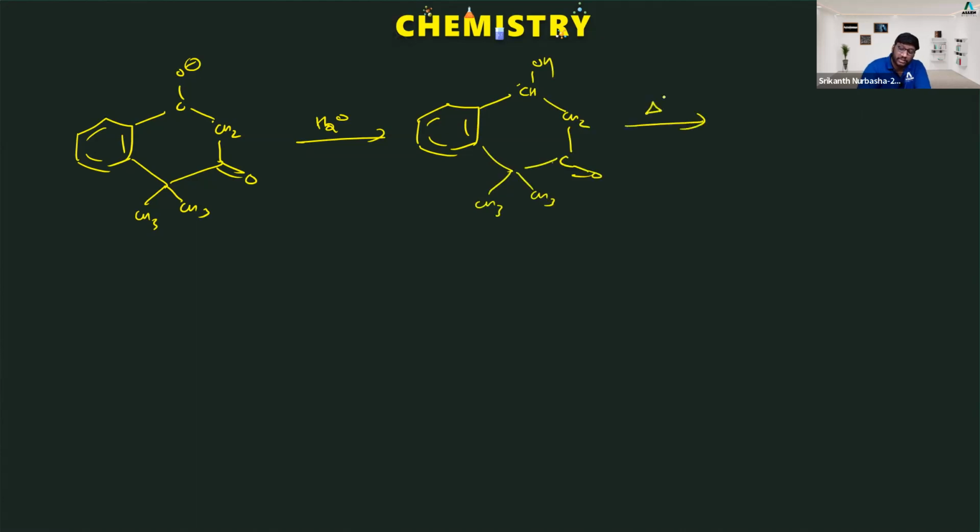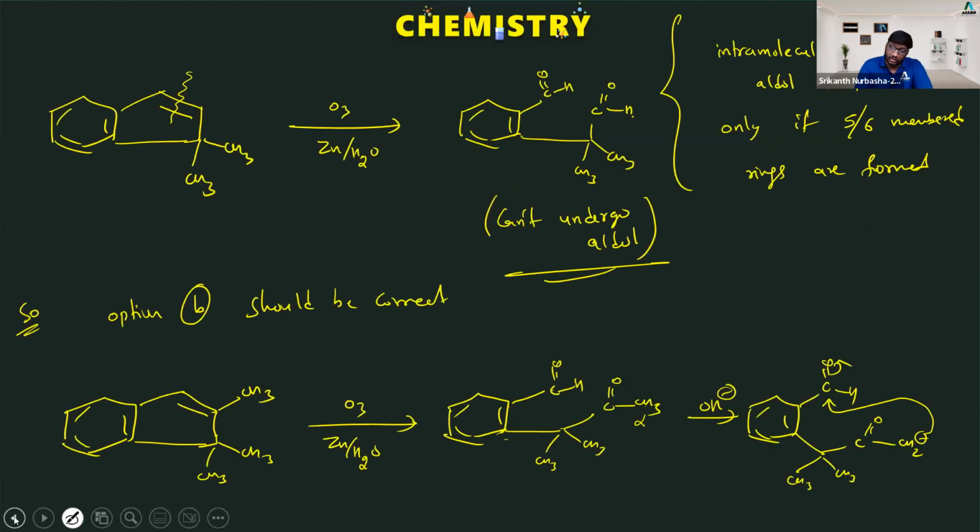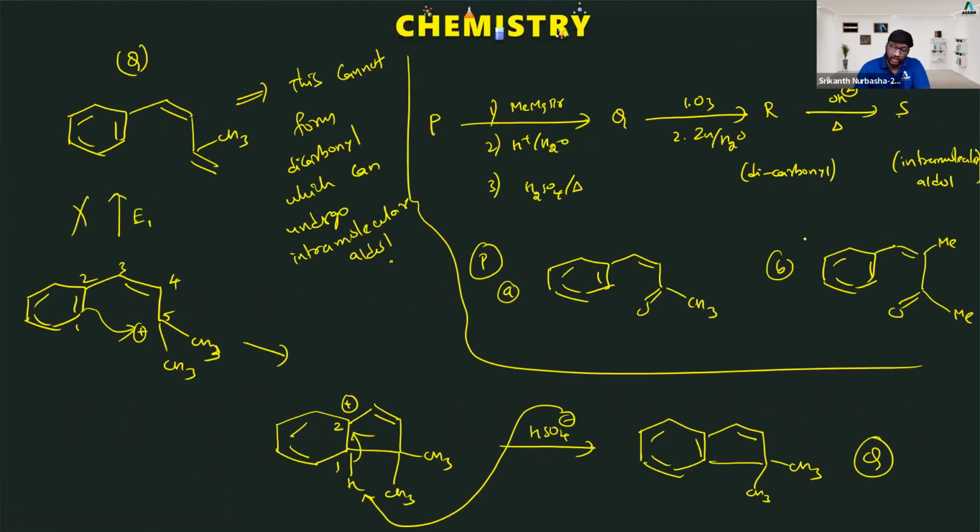And this has been heated also. Whenever you heat this, you will form a double bond which is in conjugation. Yes or no? Whenever you heat this, you will form a double bond which is in conjugation with C=O. This is with respect to the major product. So what is compound S? Compound S will be this final product.